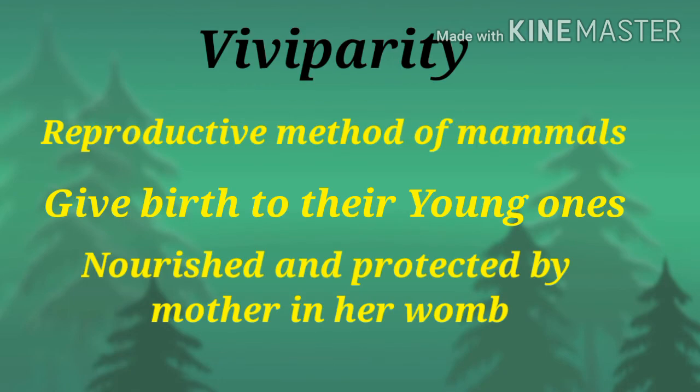The next condition is viviparity. This is a reproductive method of mammals. Their fertilization is internal. The complete process, that is zygote to embryo formation and embryo to fetus formation, everything happens inside the female body. So they give birth to their young ones, not lay eggs. Obviously, complete protection and nourishment is provided by the mother, and there is also a placental connection between the mother and the fetus.